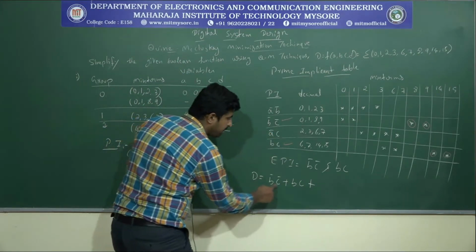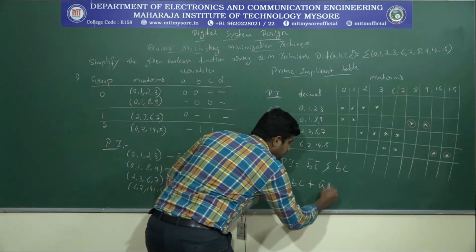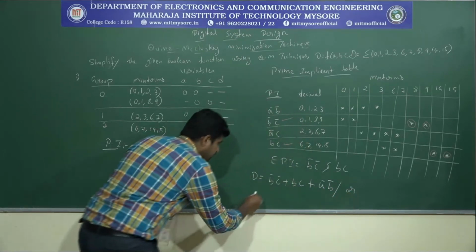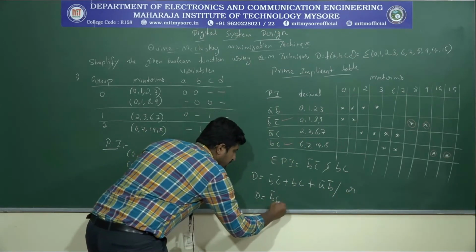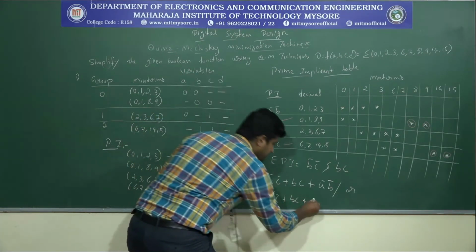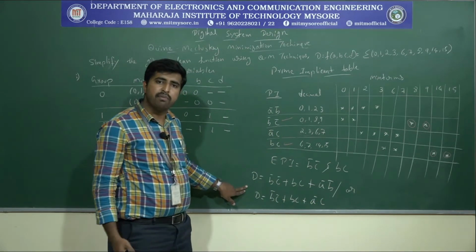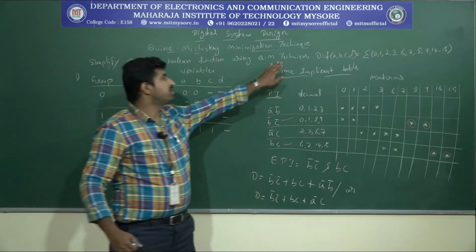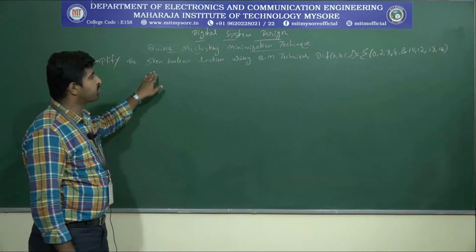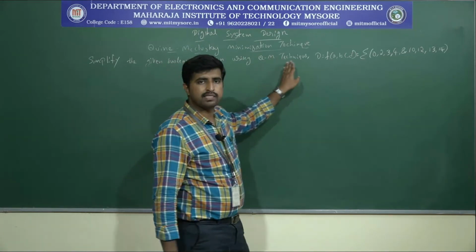So D equals B bar C bar, the essential ones should be written first, plus BC, and the remaining is A bar B. This is one solution we have. Another possible solution is D equals B bar C bar plus BC plus A bar C. So this is how we simplify any given Boolean function by using the Quine-McCluskey technique.